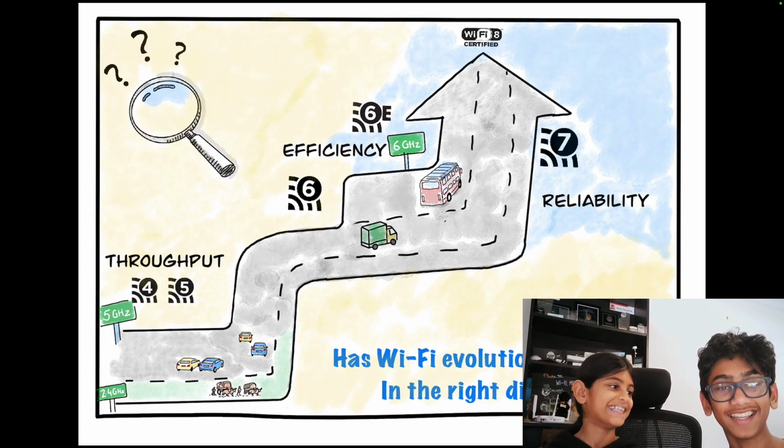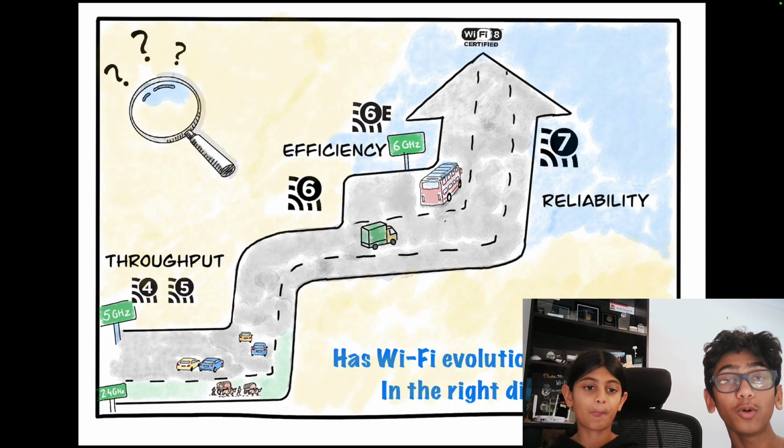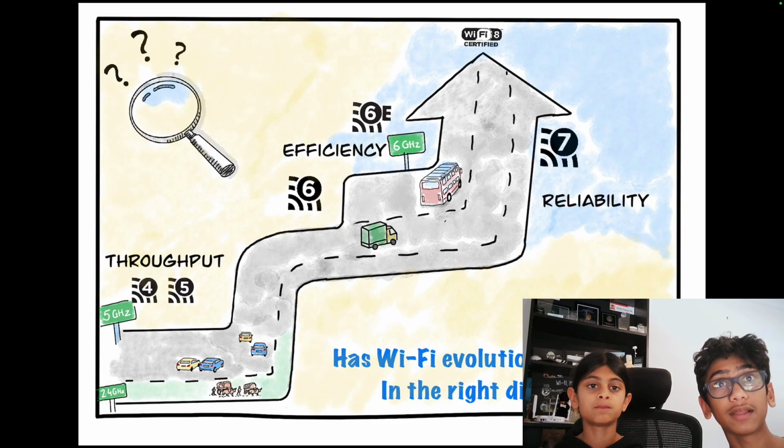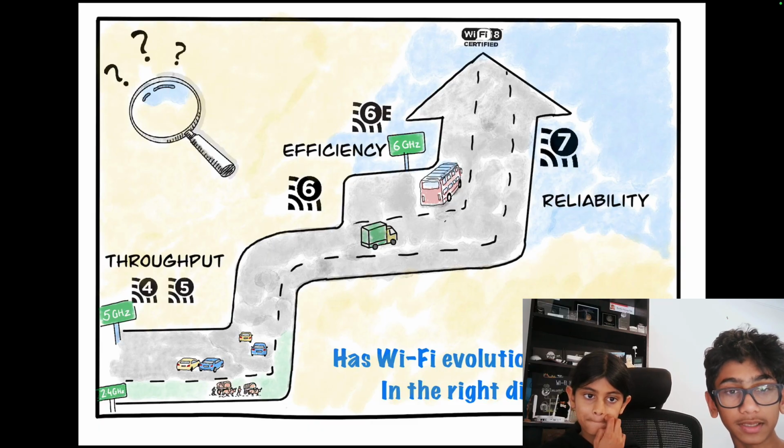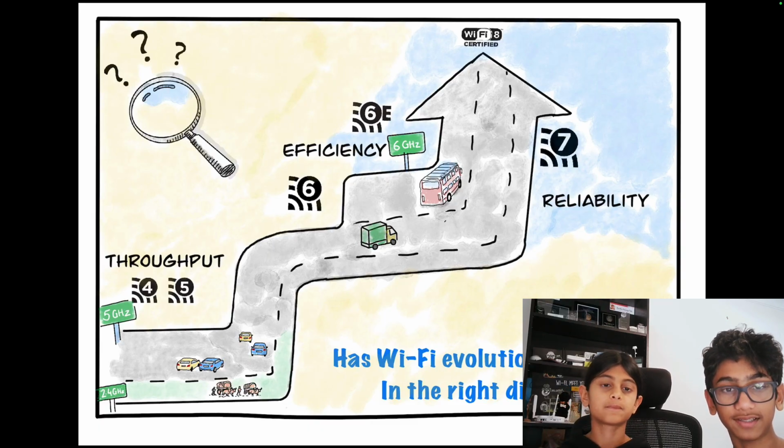What about 6E? Well, 6E added a whole different road called 6 gigahertz, so that it was definitely the widest road that there is. So it could contain larger vehicles that could carry more boxes, and there would be more lanes to travel on to make it more efficient.